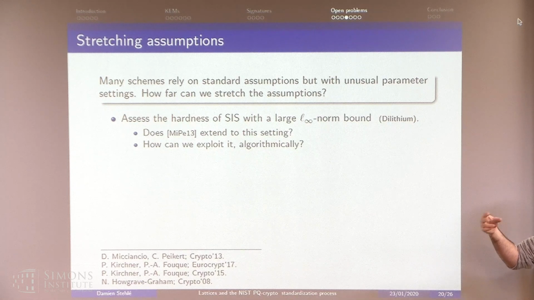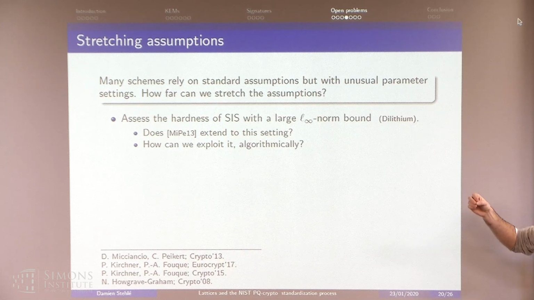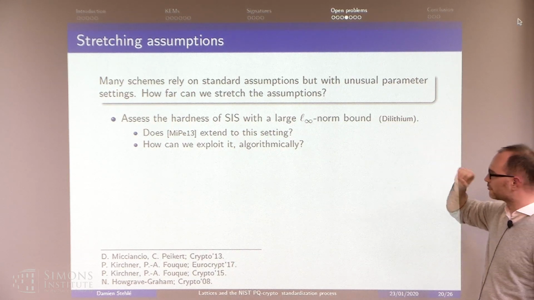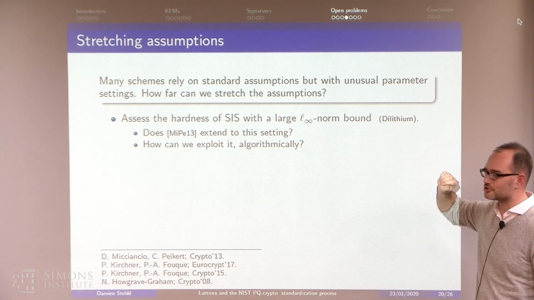The L2 norm is usually bigger than the L infinity norm. And here, the L2 norm of the solutions is above Q. So if you analyze the scheme instead in terms of the L2 norms of the solutions, you have a difficulty, because the trivial vectors (Q, 0, 0, 0, 0) are shorter than the L2 norm bound that you have, but they are still not useful. So we are in a range of parameters where Q is really small compared to the norms of the solutions.